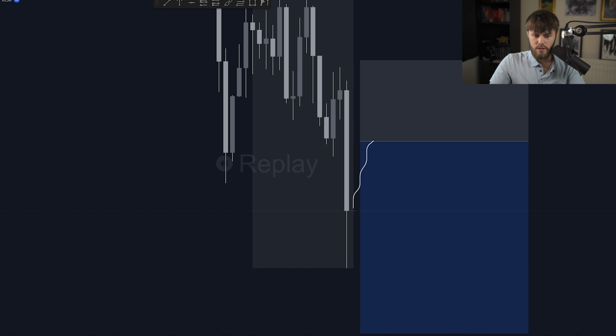So then we see what happens. Okay, price pushes up. And if price is pushing up all the way bullish here, obviously you should be tagged in at the line of the entry.